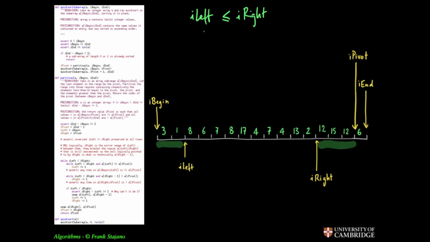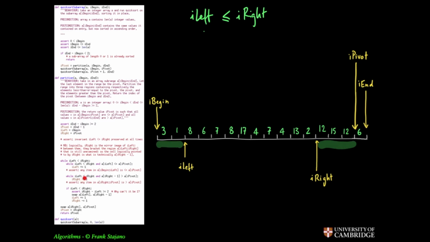I have more nested while loops inside this outer while loop, and the inner while loop is the one that moves this pointer towards the right: while i_left is less than i_right, while I haven't reached this other pointer, and the content pointed to by i_left is less than or equal to the pivot, then keep moving, increment i_left. In this case it is not less than or equal to 6, so I have to stop.